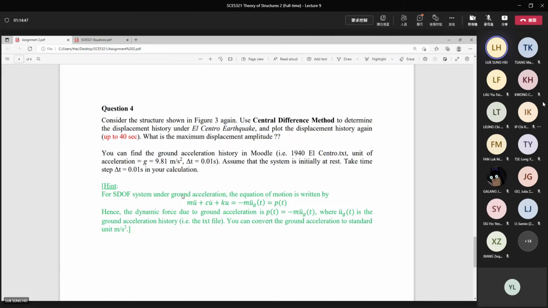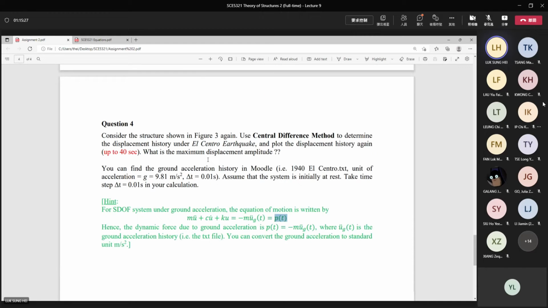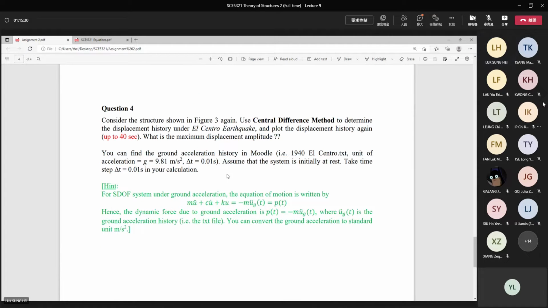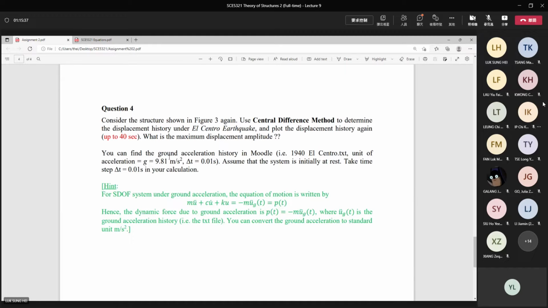Question 4 actually asks you similar things. The same structures under earthquake. Under earthquake, the equation of motion can be expressed using these equations. You can see that under earthquake, the loading is equal to -m times the ground acceleration history. On Moodle, you can find the ground acceleration history for this epicenter earthquake. So the acceleration times mass gives you this equivalent force. If you know the force, then you can use the previous Excel and change the force column. Then your Excel will give you the new displacement. So this one is also not that difficult. Once you have the Excel from question 3, you can use it in question 4.